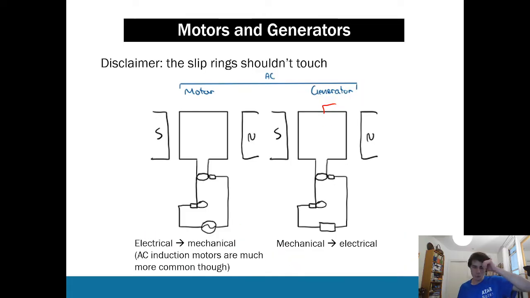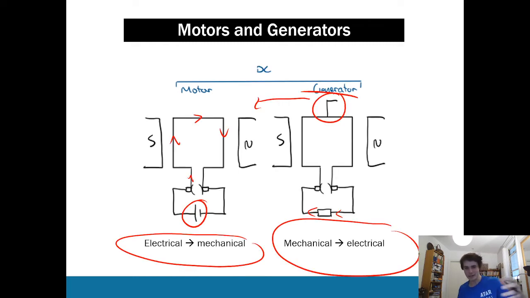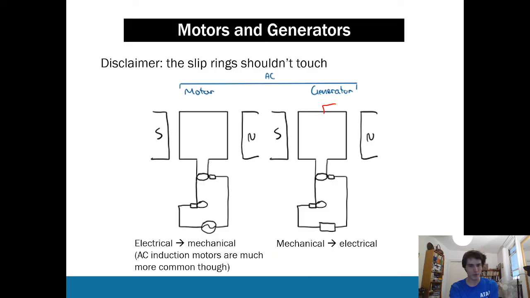Okay, one last note on motors and generators. You have a slip ring generator. The last picture here was for DC. These are your AC motors. Now, AC motors work the same way. The difference is that you have slip rings instead of split rings, so that you can always have one side of the circuit connected to the same side, because your AC current switches direction as it does, automatically.